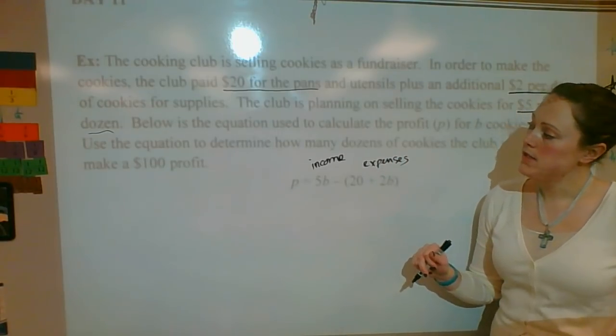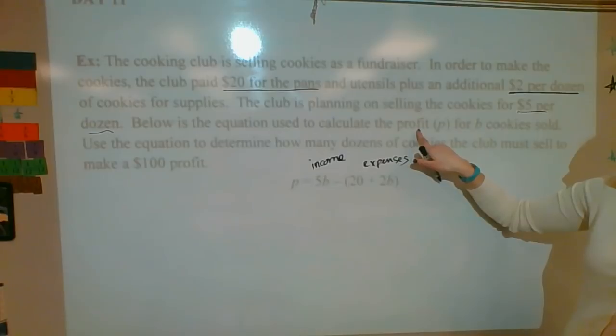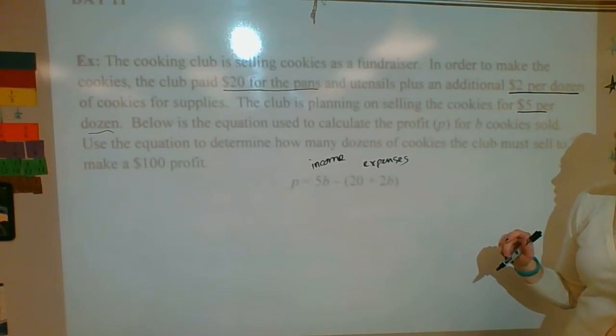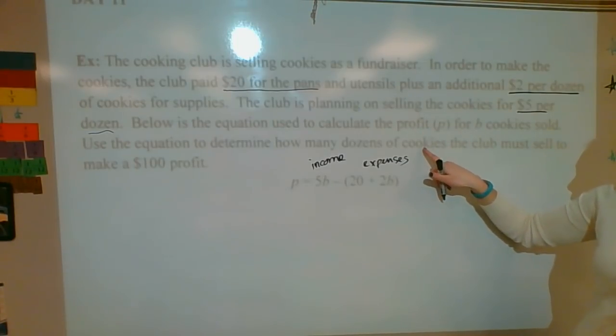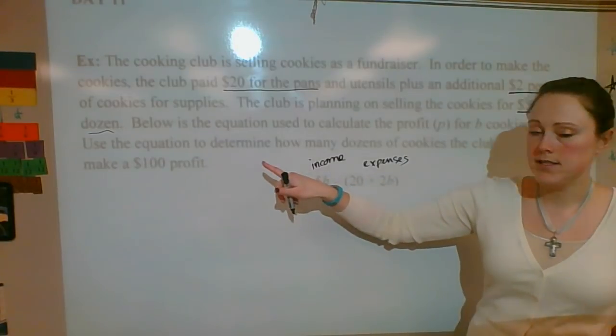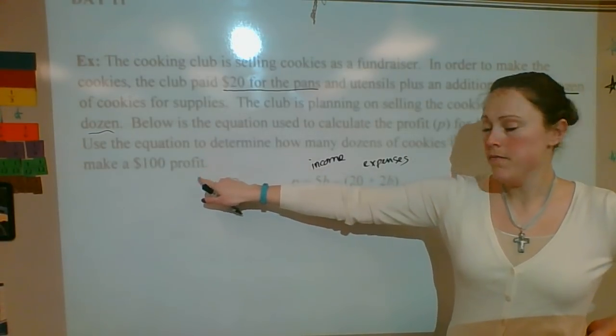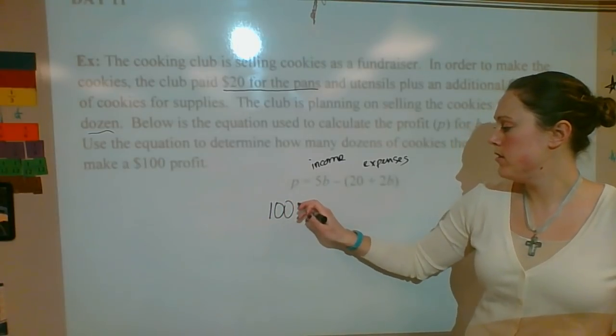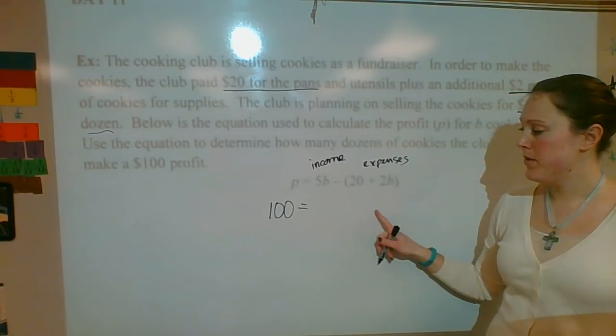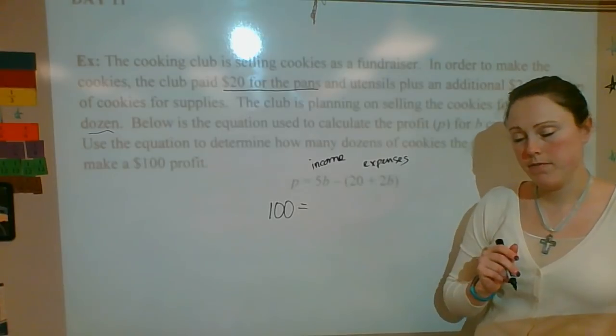So it says below is the equation used to calculate the profit P for cookies sold. Use the equation to determine how many dozens of cookies it needs to sell to make a $100 profit. So what they just told me is my P. I want to make $100, and then I need to simplify this first before I go about solving.